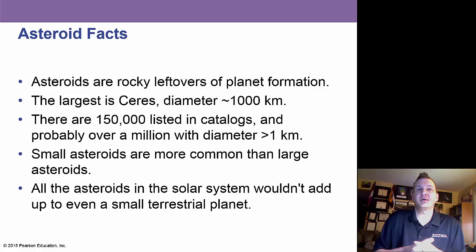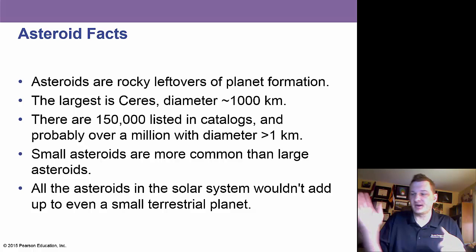There are about 150,000 listed asteroids in catalogs, and probably over 1 million with diameters over 1 kilometer, or about 6/10 of a mile. Small asteroids are more common than large asteroids, and all the asteroids in the solar system wouldn't even add up to a small terrestrial planet, like I said.